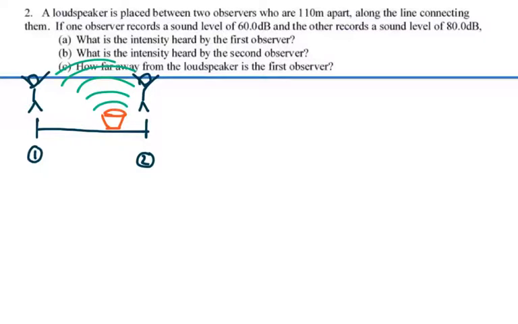And let's designate our distances. From observer number 1, we have a distance of R1, and from observer number 2, we have a distance of R2. And we know that this total distance is 110 meters. That's given in the problem.